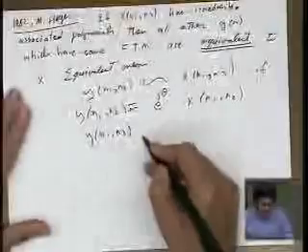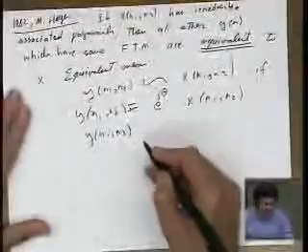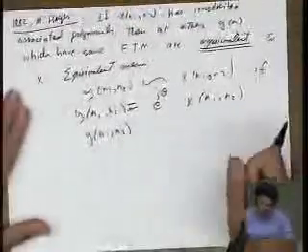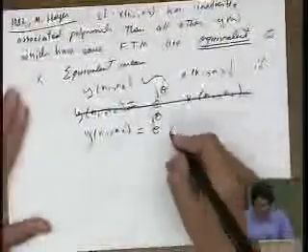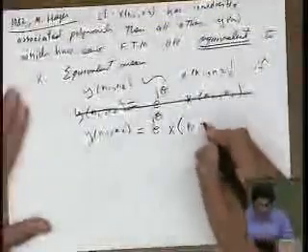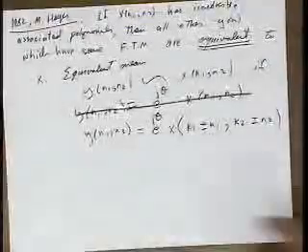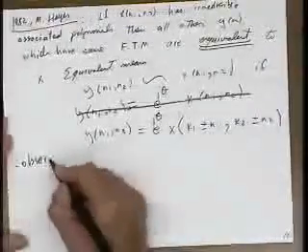Another possibility for equivalence is that y(n1, n2) is... actually, let me cross that out. I'm going to write it in one shot instead of multiple steps: x(k1 plus or minus n1, k2 plus or minus n2). That has everything in one shot rather than multiple shots. So let's make a few observations on this.